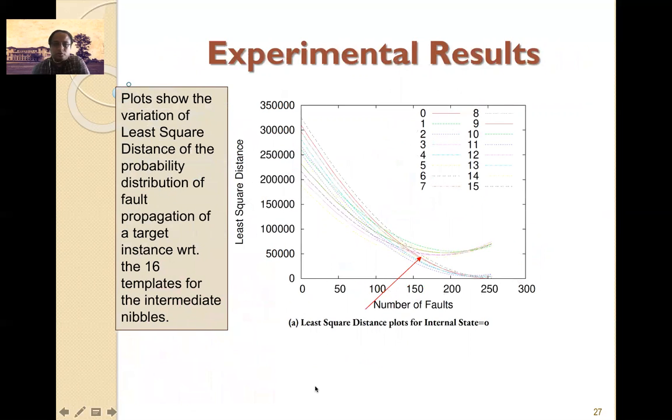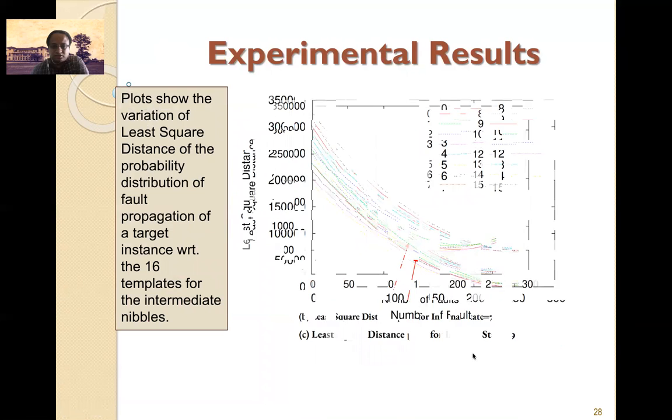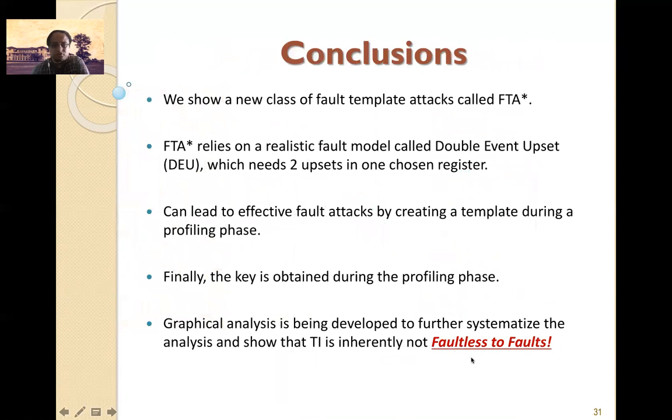We also performed experiments in order to evaluate the sanity of the attack. Here is a plot of the least square distance with different possible internal states, and we find that irrespective of the internal state, the leakage happens. For example, in this particular slide, when the internal state is 0, the least square distance from 0 diminishes to 250, at around the fault position of 256, and becomes minimum compared to the other possible candidates. Likewise, you can see for different possible internal states the leakage happens, which means that the technique is irrespective of the choice of the internal state.